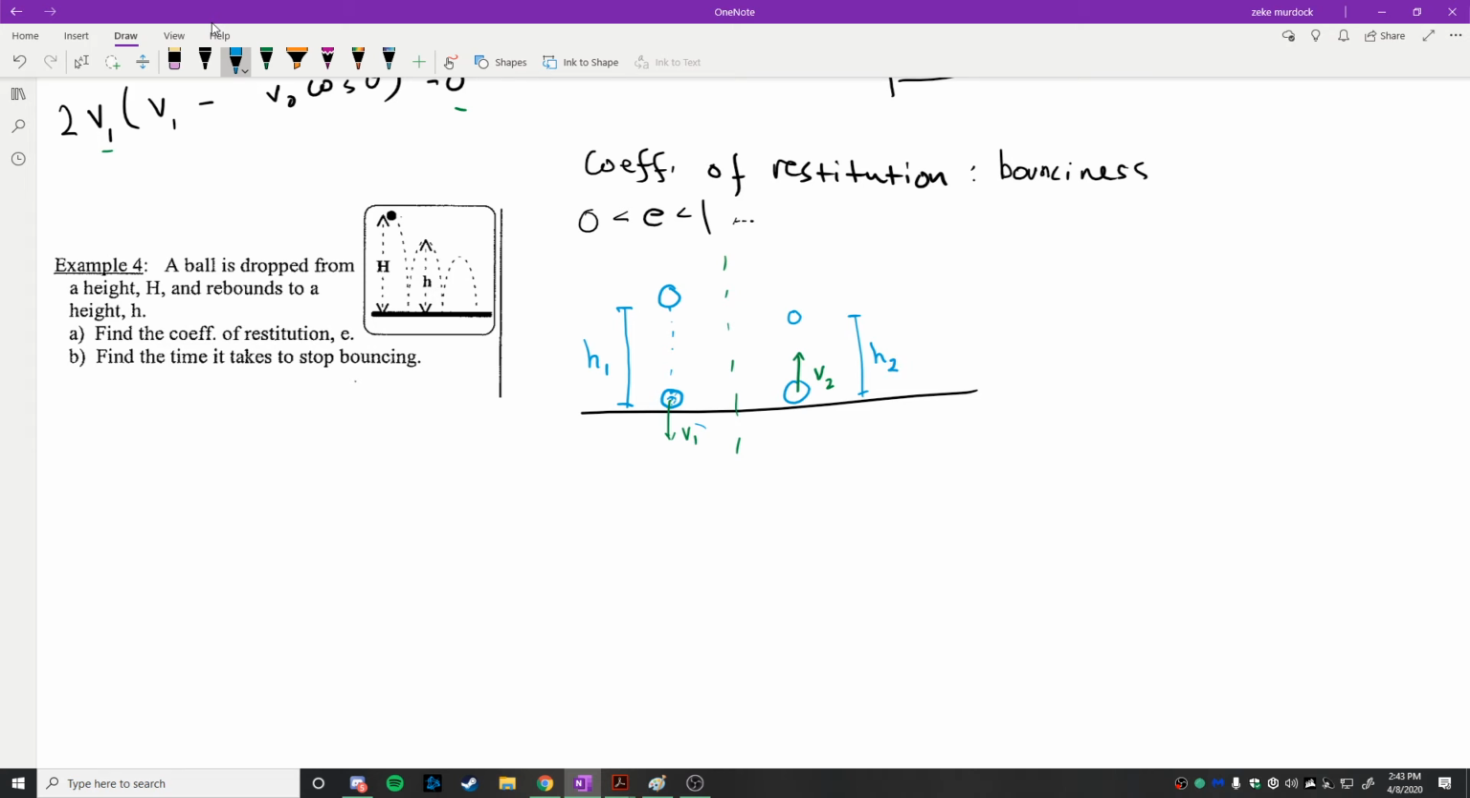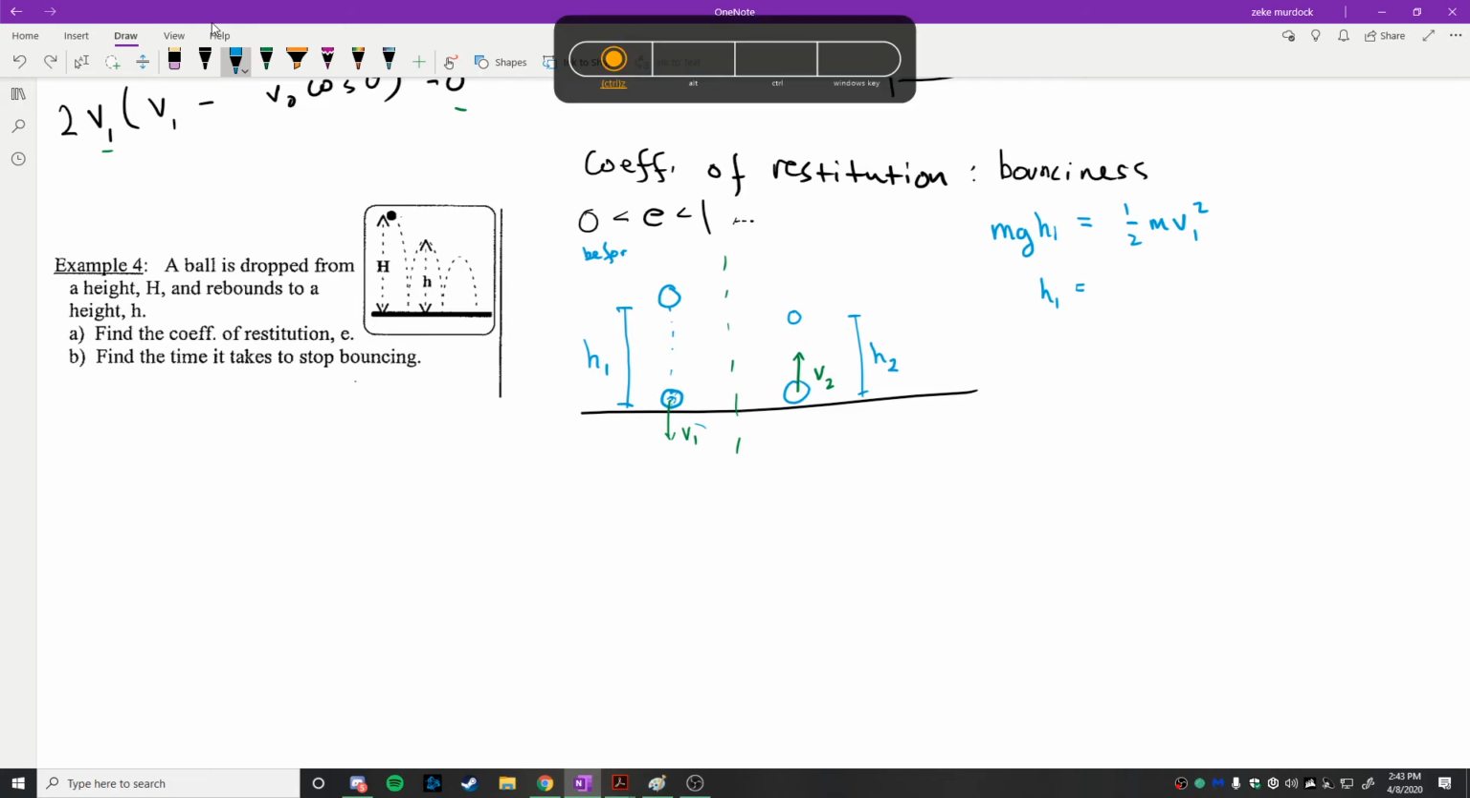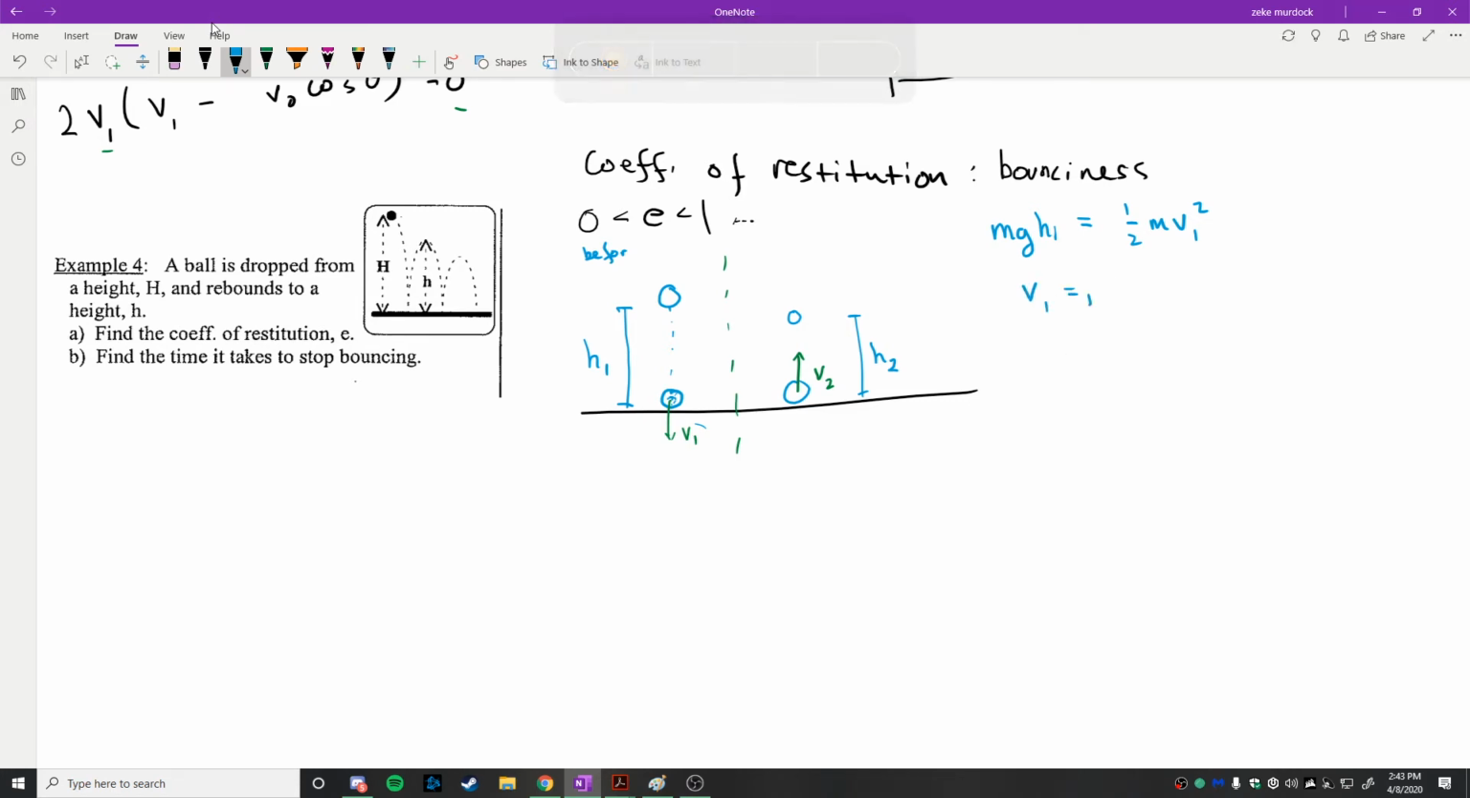Well, we can say that in the case of what's going on the left-hand side before the bounce happens, you have an energy conversion process, where you start off with some potential energy, mg times h1, and it all gets converted, we assume, into kinetic energy. And so you can get a relationship here: V1 is equal to the square root of 2gh1.